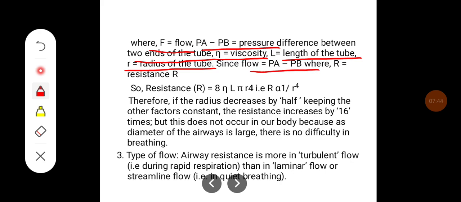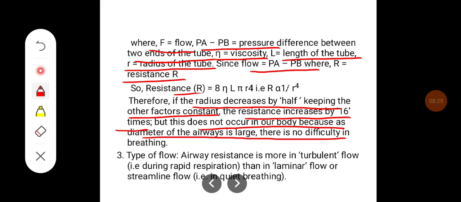Since flow is equal to PA minus PB divided by R, where R is resistance, resistance is equal to 8 mu L divided by pi r to the power 4. That is, R is inversely proportional to the fourth power of r. Therefore, if the radius decreases by half, keeping the other factors constant, the resistance increases by 16 times. But this does not occur in our body because as the diameter of the airways is large, there is no difficulty in breathing.